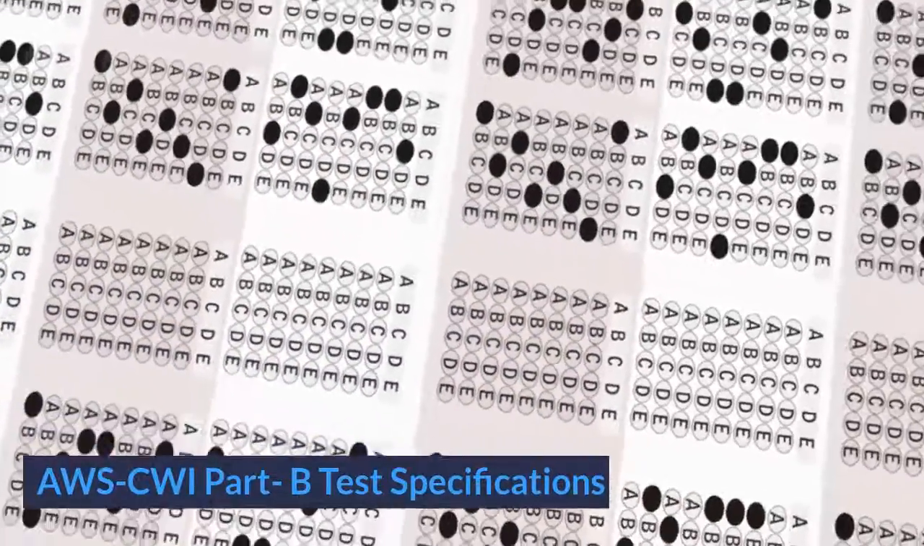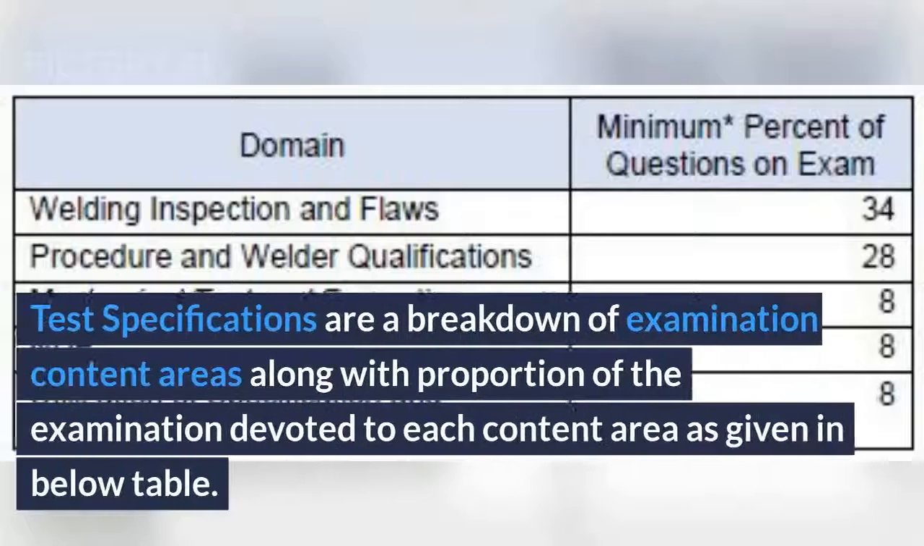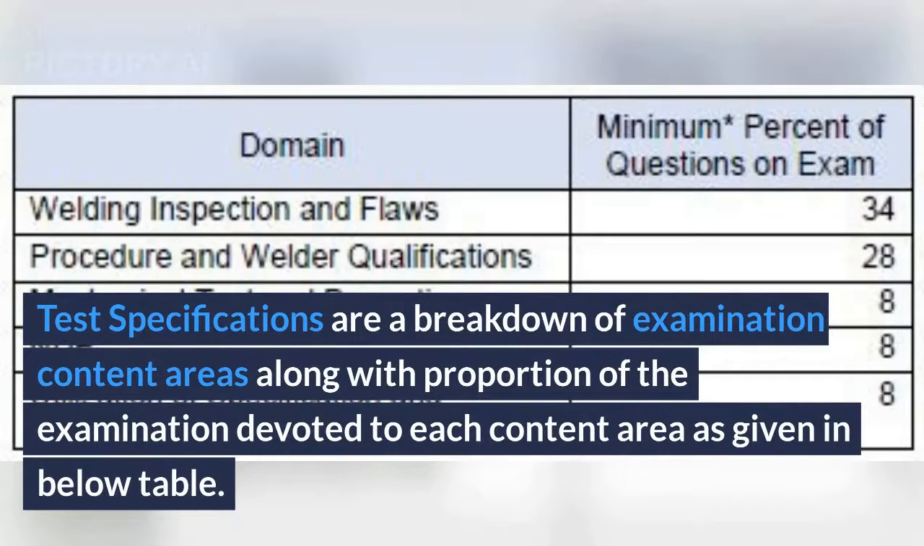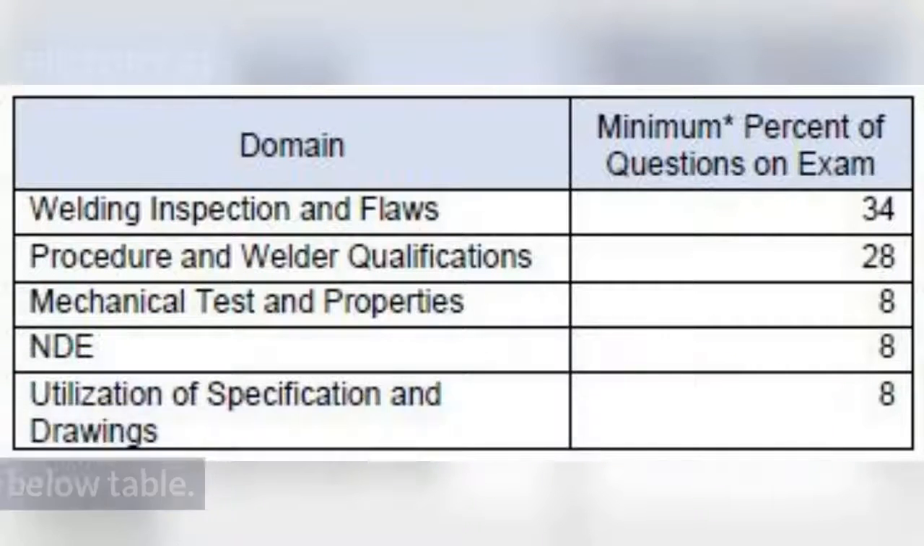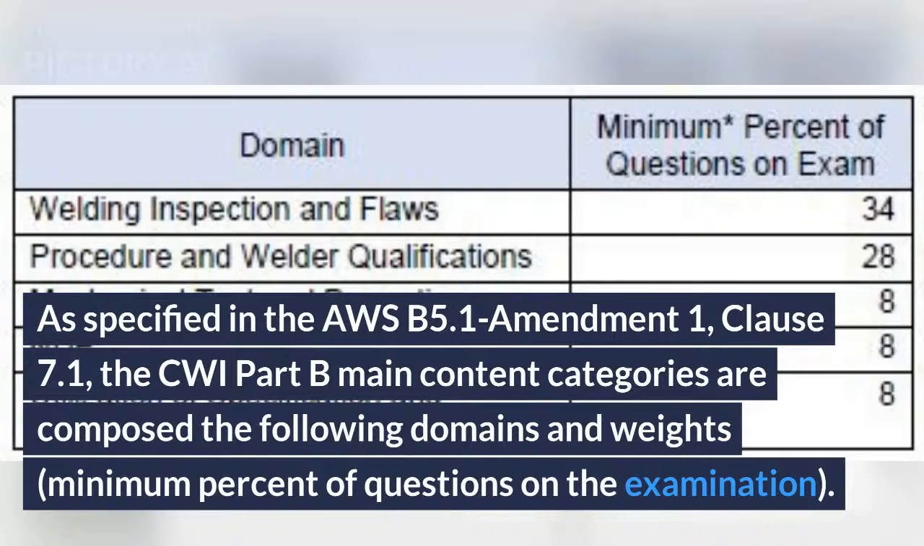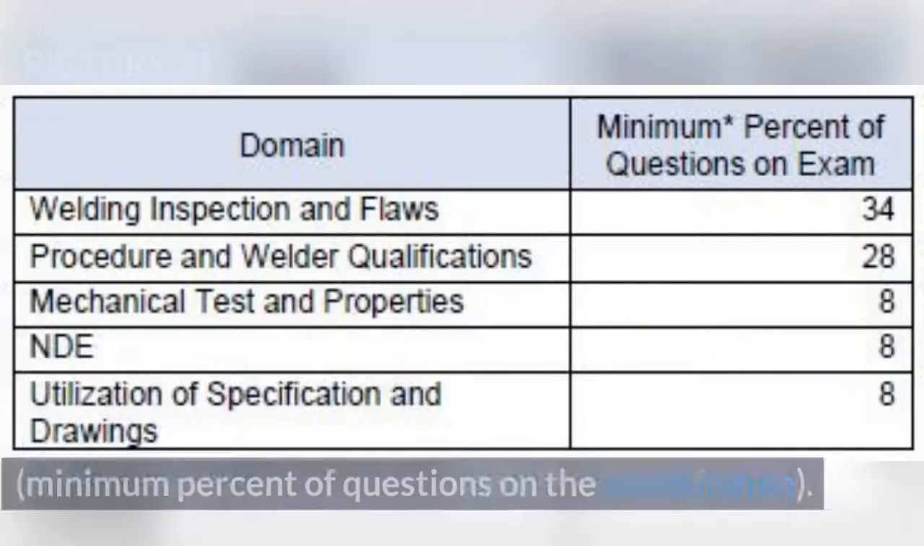AWS-CWI Part B Test Specifications. Test specifications are a breakdown of examination content areas along with the proportion of the examination devoted to each content area, as given in the below table. As specified in the AWS B5.1 Amendment 1, Clause 7.1, the CWI Part B main content categories are composed of the following domains and weights: minimum percentage of questions on the examination.